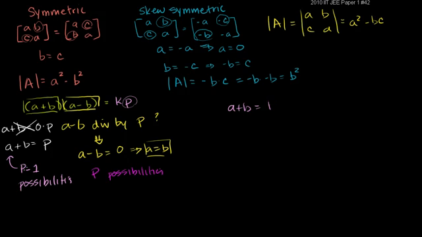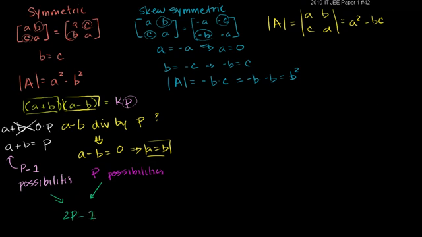A and b are never equal to 0, and frankly, a and b never equal each other in these possibilities. So far, just from the symmetric case, we've counted up p minus 1 plus p possibilities. So we've counted up a total of 2p minus 1 possibilities. I just add up all of these possibilities.